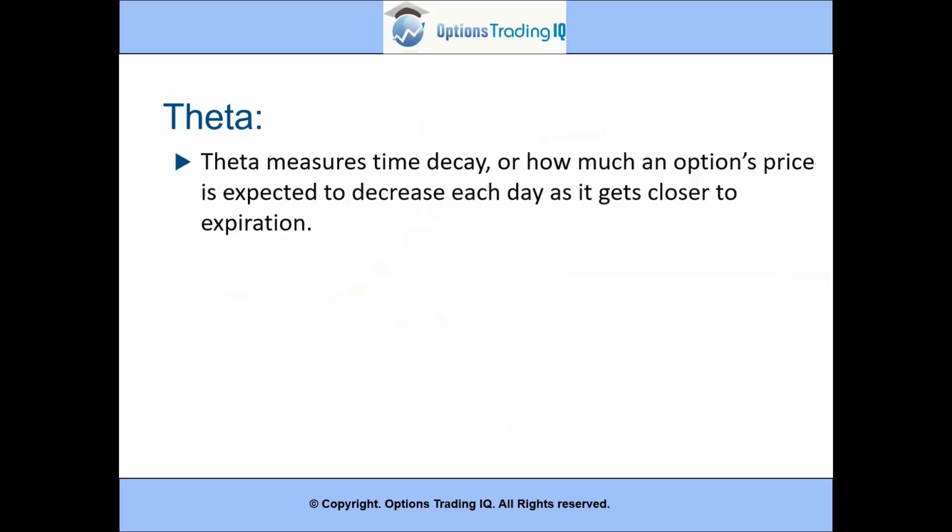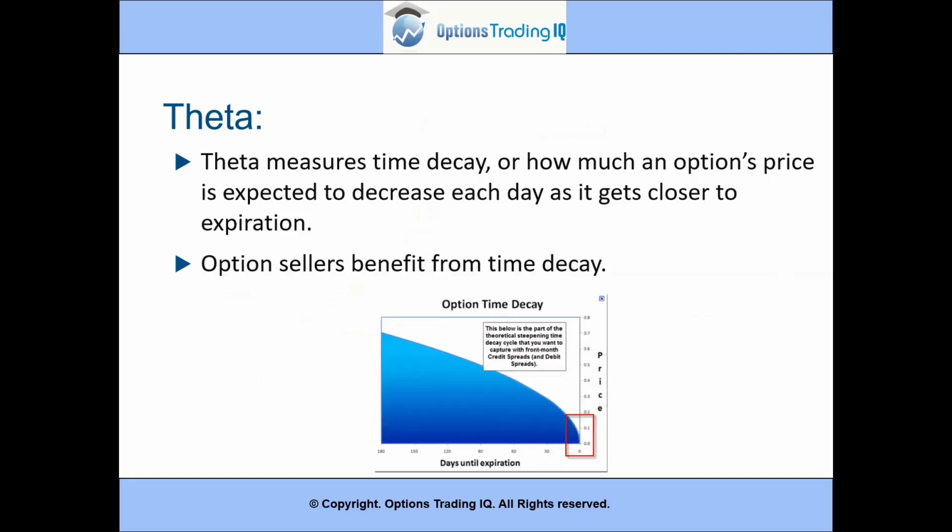Theta measures time decay, or how much an option's price is expected to decrease each day as it gets closer to expiration. Option sellers benefit from time decay. And some of you may have seen this chart or a similar chart where the last week or so of an option's life is when the time decay is the most severe.